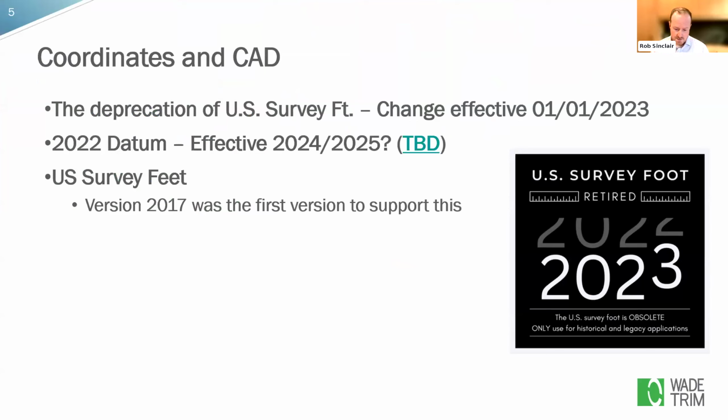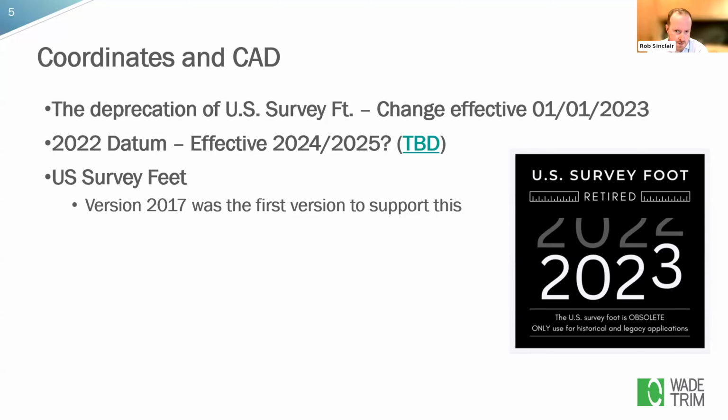There was an announcement made January 1st, 2023, that the US survey foot was going to get retired. A lot of our states are different. Some states are US survey foot and some states are international foot. But once the new datum comes out, it's called the 2022 datum, it's going to come out later this year or early 2025. Those new datums are going to be international foot only. So all 50 states will be international foot.